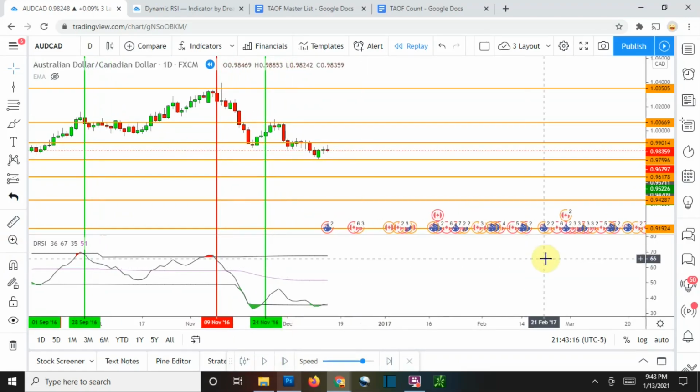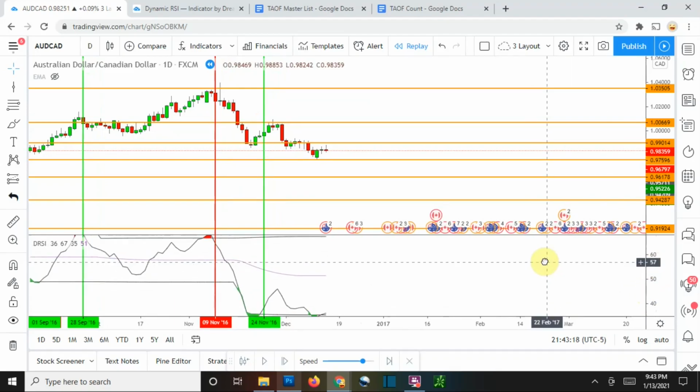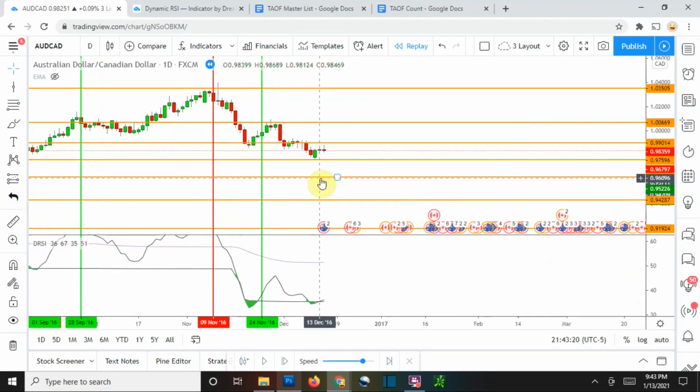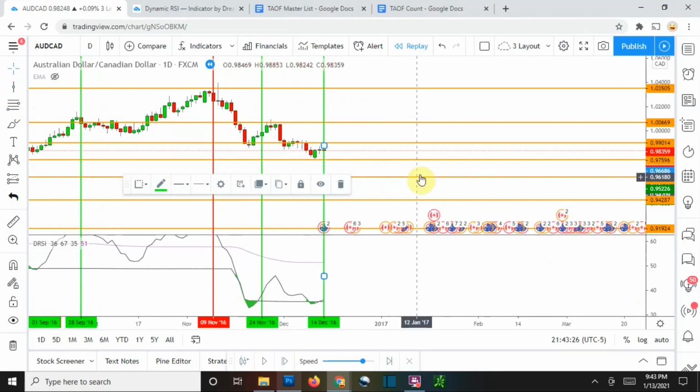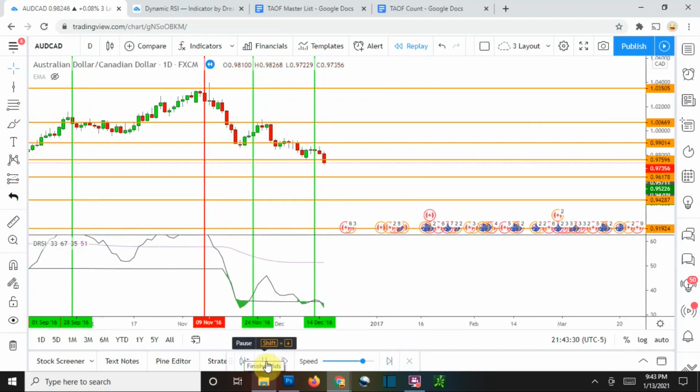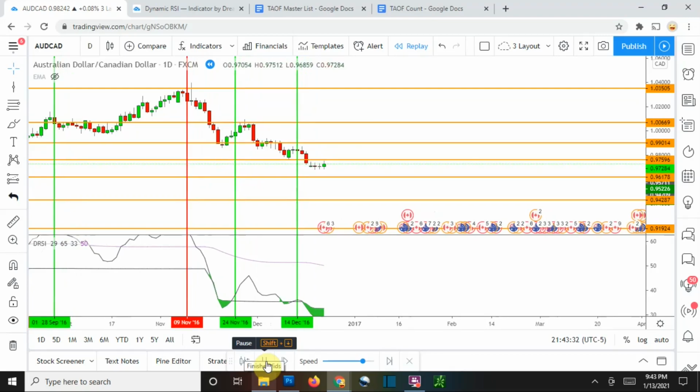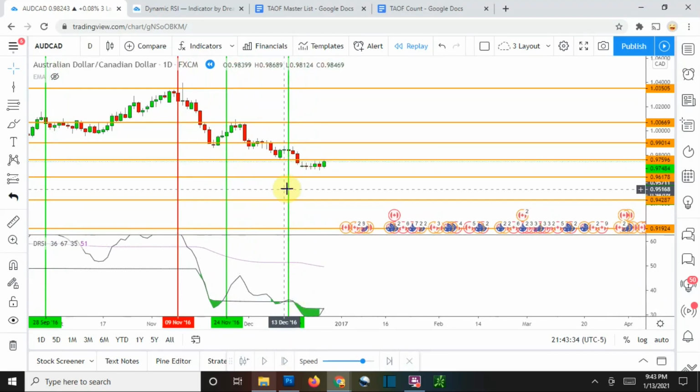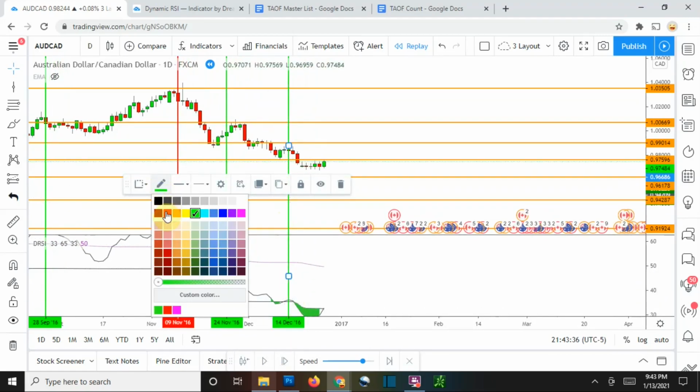And now we're back into the green zone. We get a cross right there. Let's go ahead and play it out. And that one did not work out in our favor.